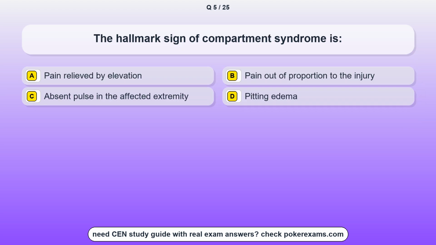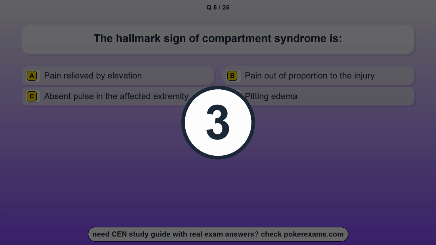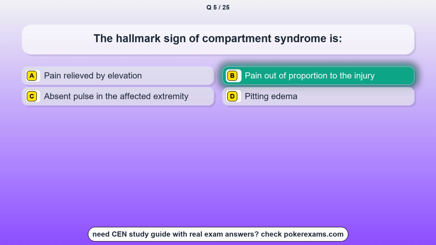Question 5. The hallmark sign of compartment syndrome is: Option A, pain relieved by elevation. Option B, pain out of proportion to the injury. Option C, absent pulse in the affected extremity. Option D, pitting edema. The correct answer is option B, pain out of proportion to the injury.